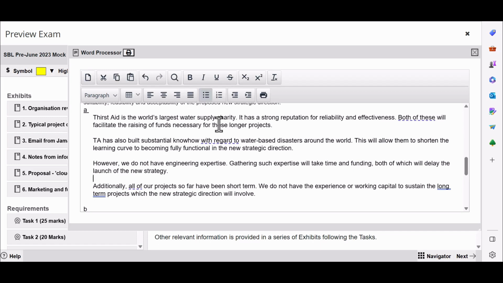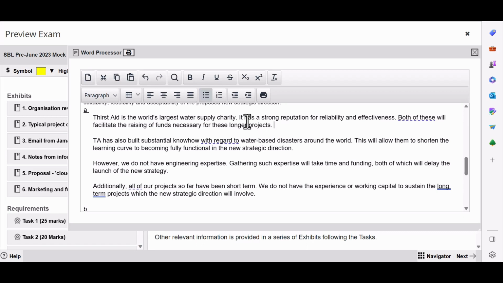So let me show you what I mean and how we might change this into a longer 2-mark point. Thirst Aid is the world's largest water supply charity. It has a strong reputation for reliability and effectiveness. Both of these will facilitate the raising of funds necessary for these longer projects. Okay, so this, as I say, is not a full 2-mark answer, not at all. So how do you make it into a 2-mark answer?